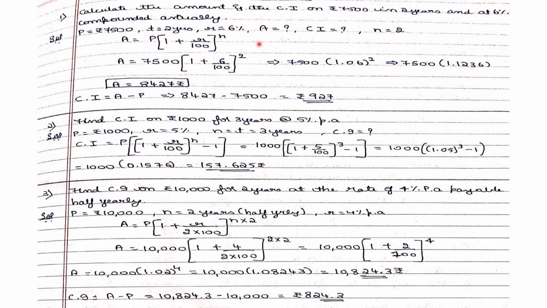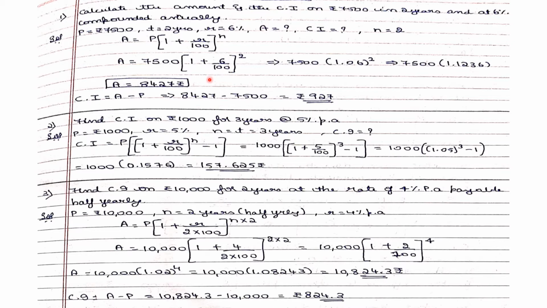Write the formula: amount is equal to P into (1 plus R by 100) to the power of n. In place of P, substitute 7,500. In place of R, 6 divided by 100, the whole squared. So first calculate 1 plus 6 by 100: 6 by 100 gives you 0.06, plus 1 gives you 1.06. Then you have to square 1.06. So 7,500 into 1.1236 will give you 8,427 rupees. This is the amount value.